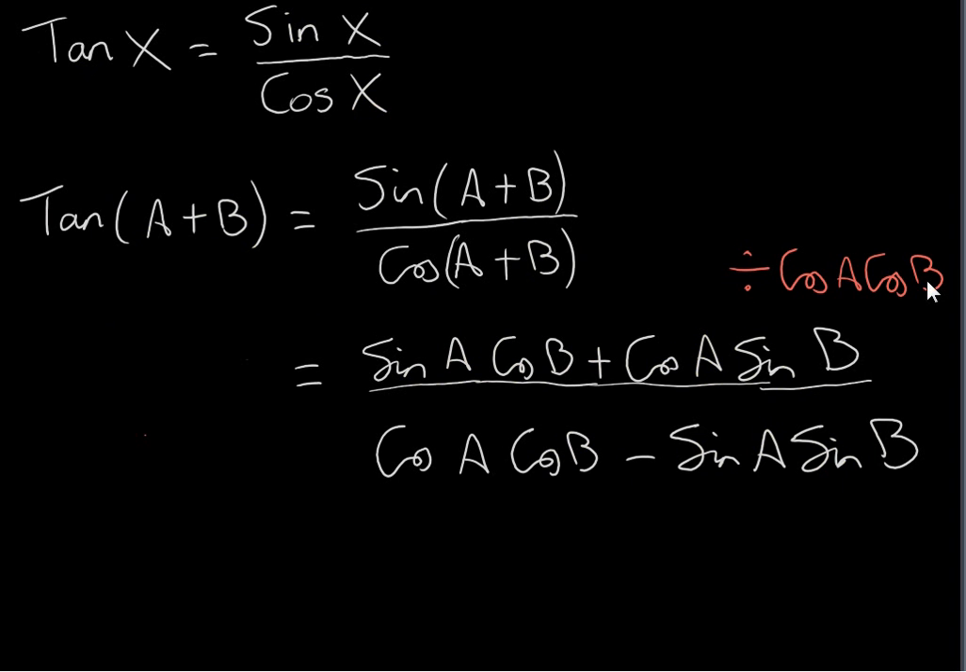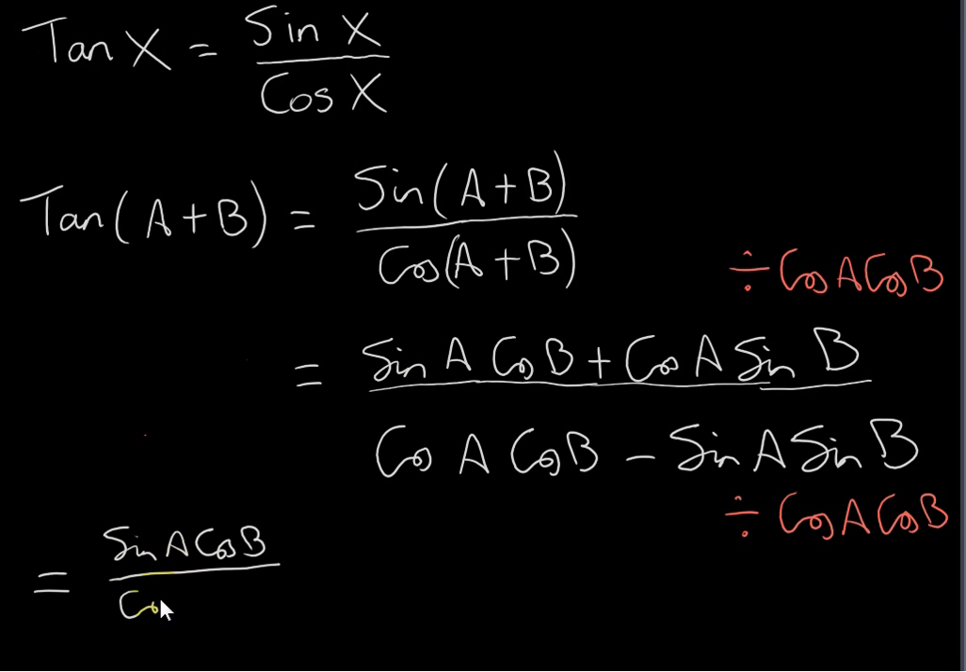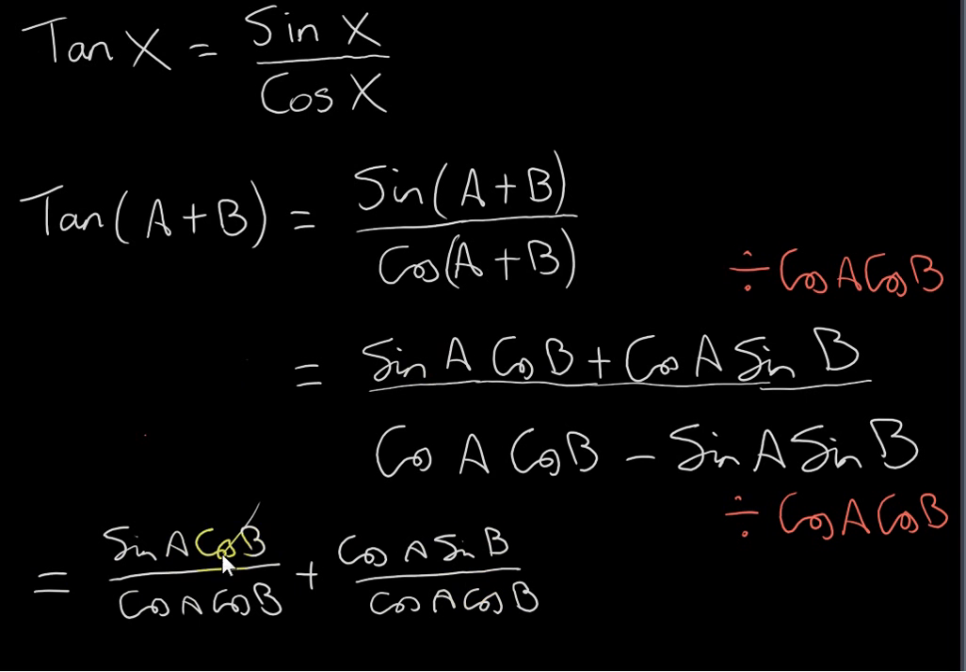But of course, if we divide the top by cos A cos B, we must divide underneath by cos A cos B. So we put sine A cos B over cos A cos B, and we put this next term over cos A cos B. And you can see the cos B's are cancelling and the cos A's cancel. So we've sine A over cos A, which of course is tan A. And we've sine B over cos B, which is tan B.